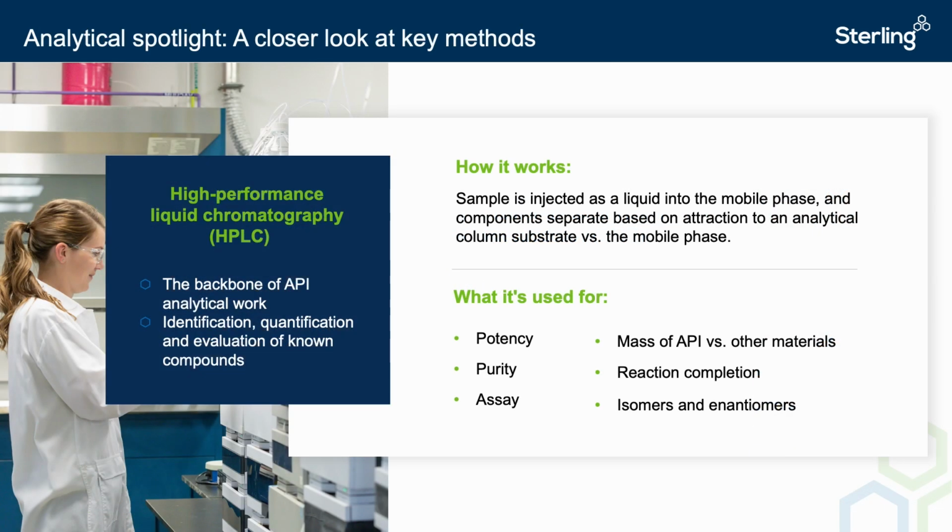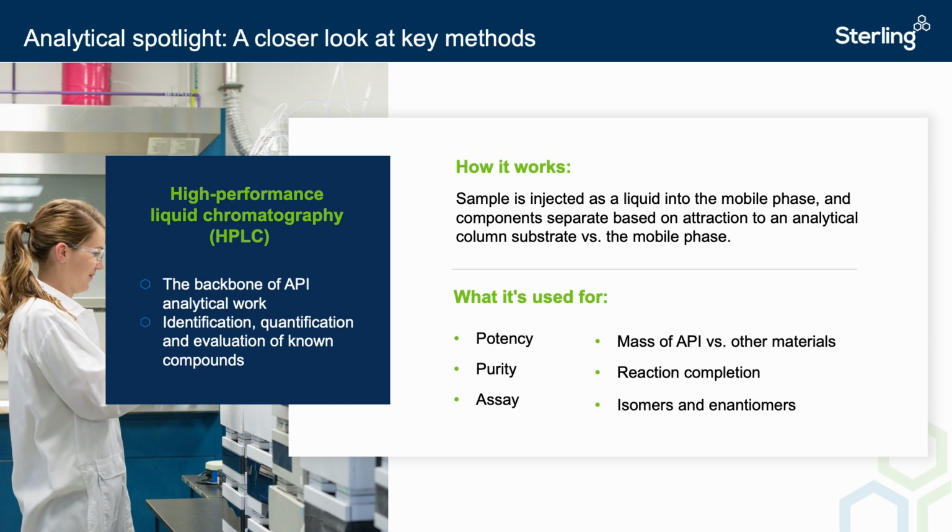High-performance liquid chromatography, or HPLC, is an analytical technique that is the bread and butter of most API analysis, and is used for evaluating and determining potency, purity, assay, amounts of API versus other materials, reaction completion, and even isomer or enantiomer separations. This technique uses a liquid mobile phase and solid stationary phase to selectively separate the API from intermediates and impurities based on the component's relative attraction to the stationary or mobile phase.